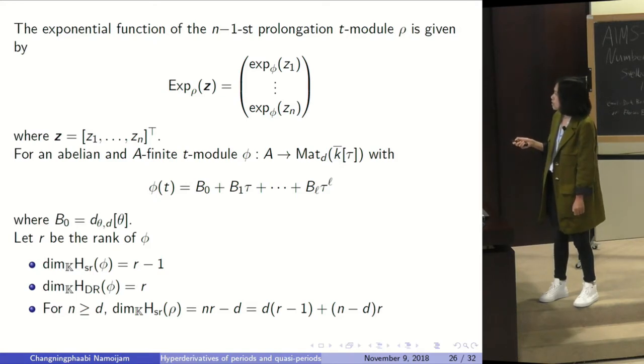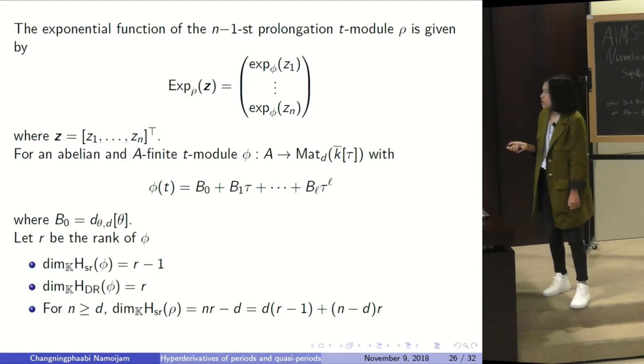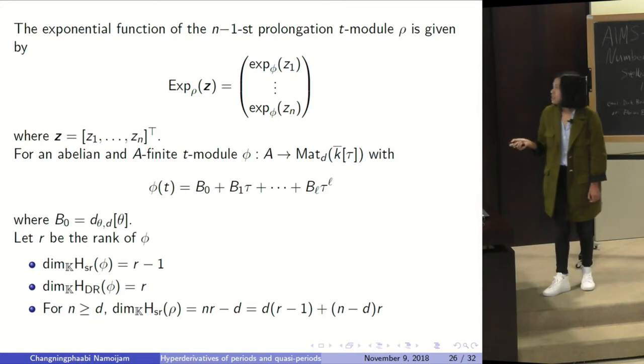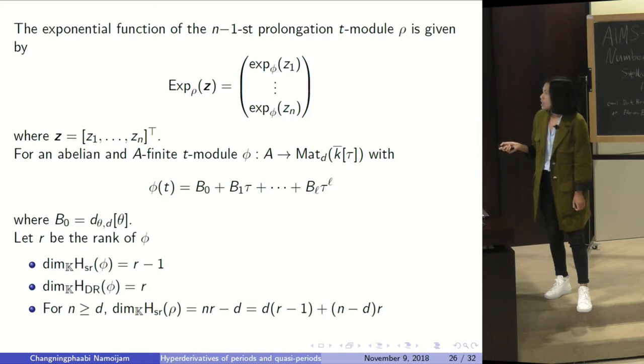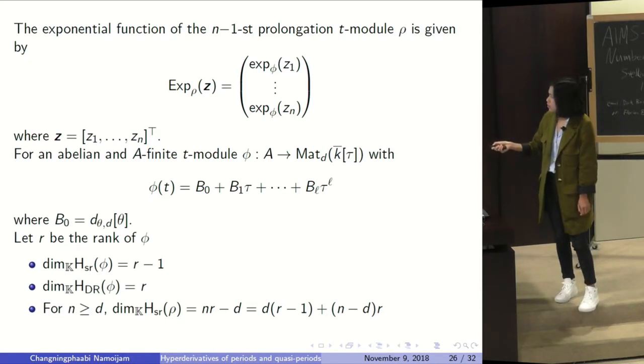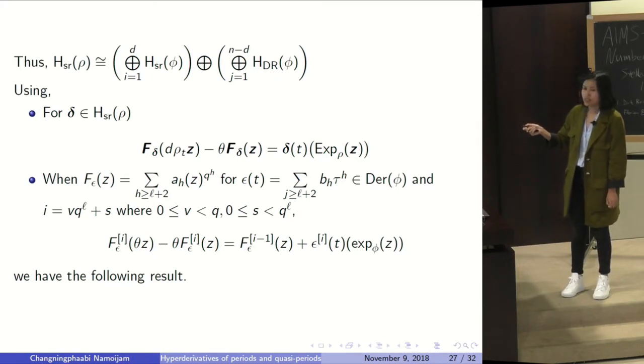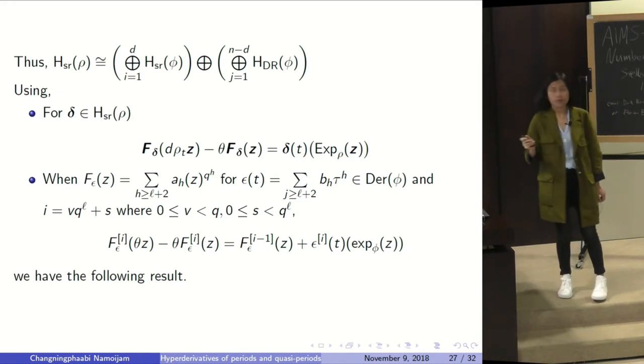If I take this abelian and t-finite T-module, we let r be the rank of phi. So we can check that the dimension of H_sr of phi as a K-vector space is going to be r minus 1, and the dimension as a K-vector space of my de Rham biderivations is going to be r. And the dimension of H_sr of rho, which is my (n-1)st prolongation, is going to be nr minus d, which can be written in this way, from which I conclude that as a K-vector space, my strictly reduced biderivations of my (n-1)st prolongation is isomorphic to this. Okay.